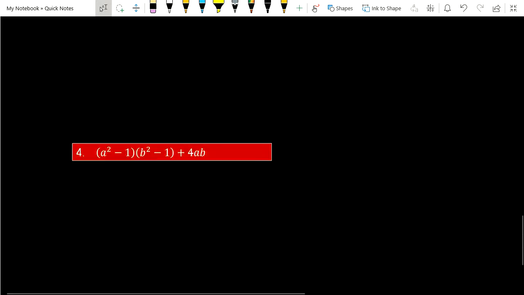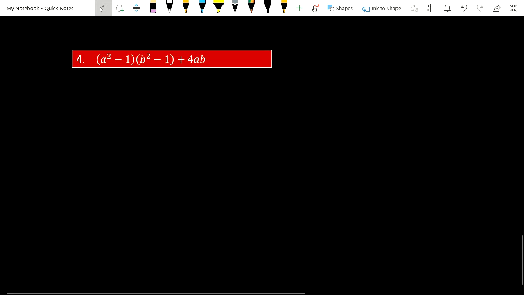Now we can see the fourth example. In this example we are finding there is no hint. If there is no hint, we have to start with opening the brackets. So if we multiply a square with b square, a square b square is the first term, then a square into 1 minus 1, that is minus a square, minus 1 into b square, that is minus b square, minus 1 into minus 1, that is plus 1, 4ab as it is. So we are finding here a square b square, and this will be the hint for this question.